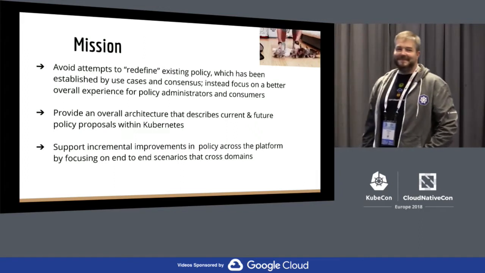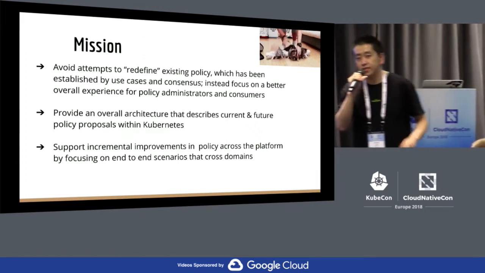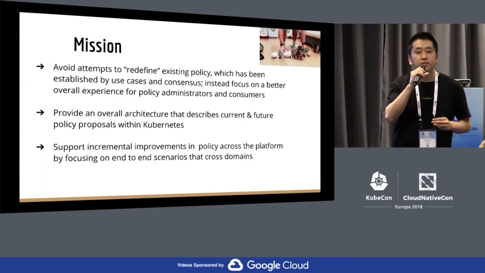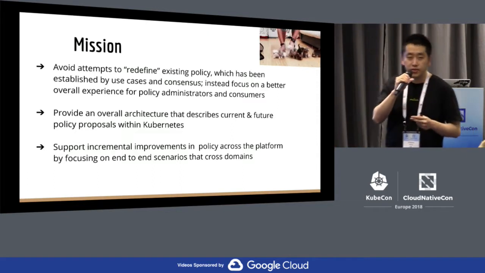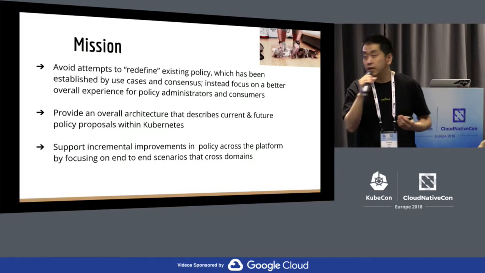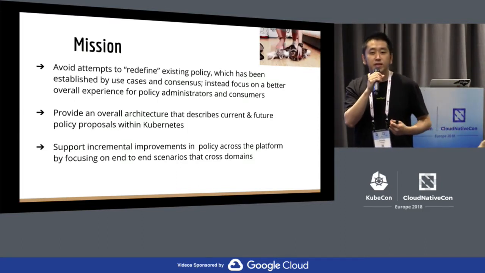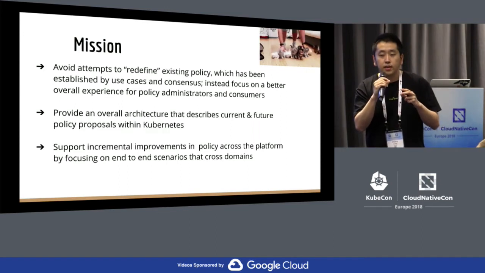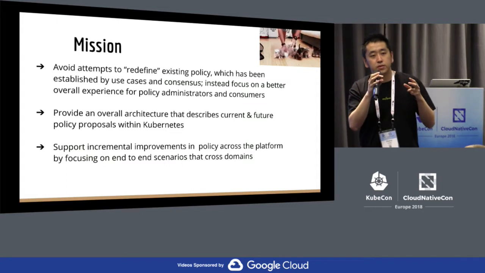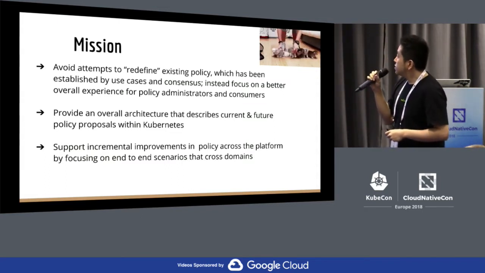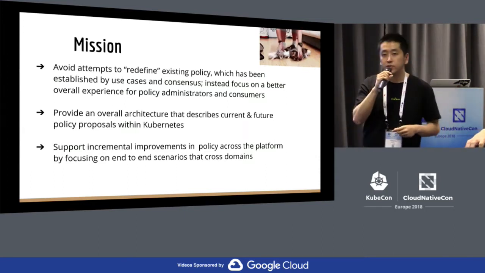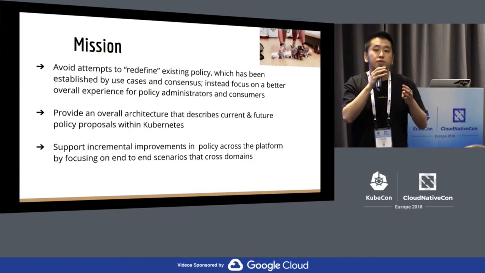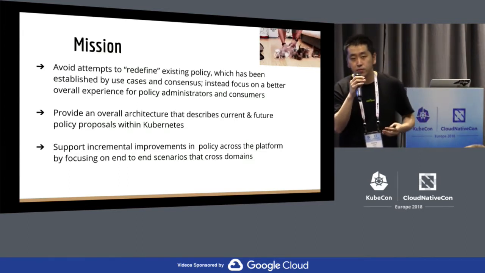From the very beginning of the discussion around the working group, we wanted to be absolutely clear that we want to avoid reinventing the wheel or redefining many things that the community has agreed upon and developed, great features. We don't want to jump in and say, hey, we have a better solution. We want to provide an overall architecture that describes how policy works in Kubernetes. We want to be able to capture many of the current developments, as well as propose some great features and make them into Kubernetes.